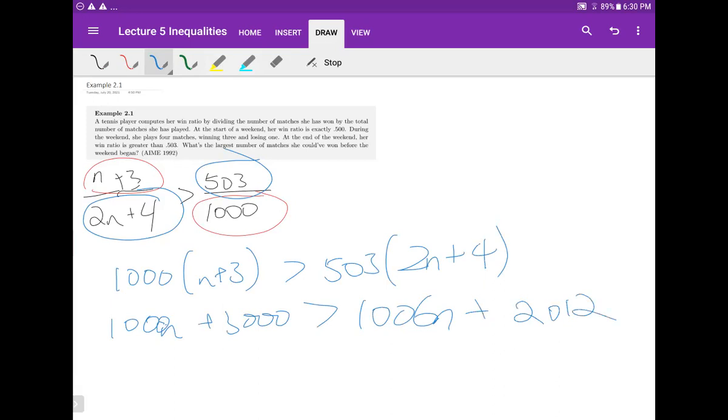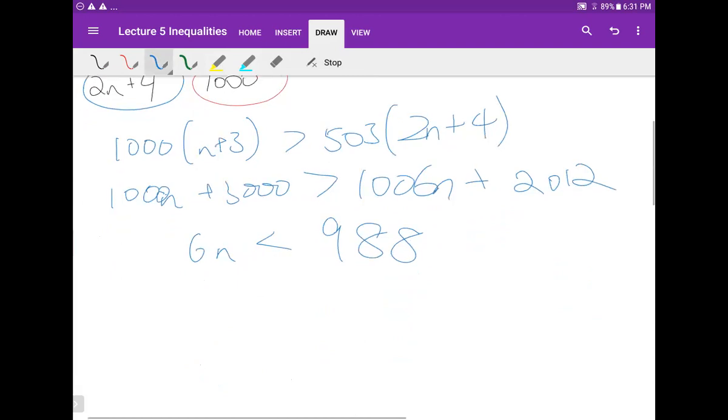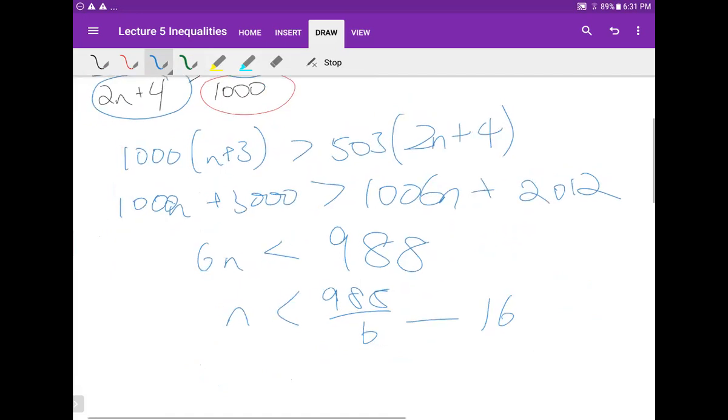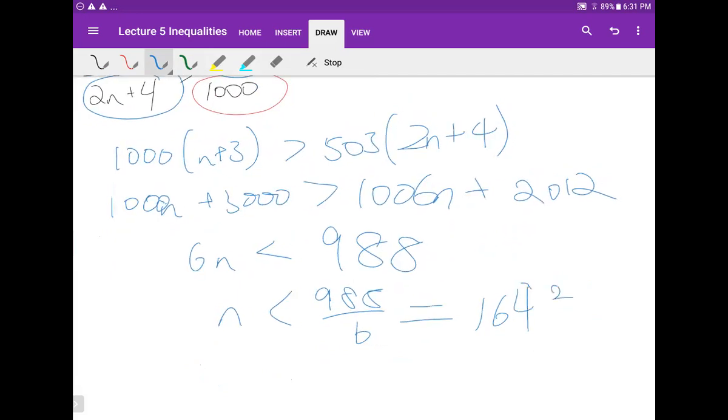And so 6n is less than 988, and we have n is less than 988 over 6, which is equal to 164 and 2/3.